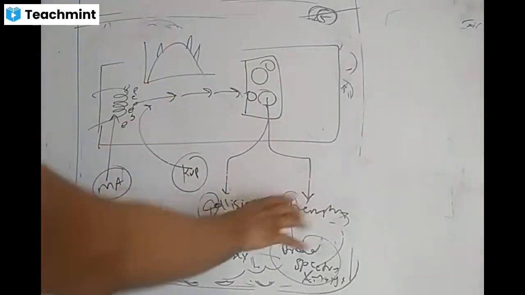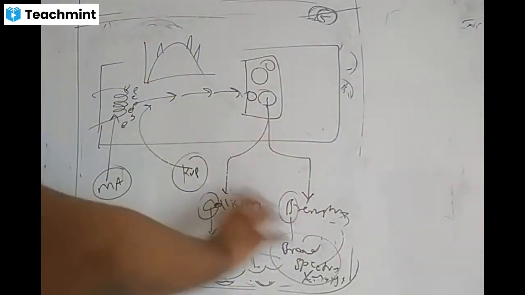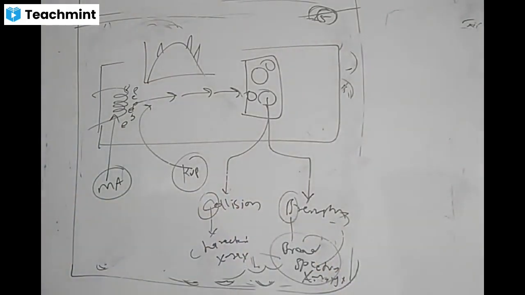So these are two mechanisms: collisional, Bremsstrahlung, characteristic, and your broad spectrum.